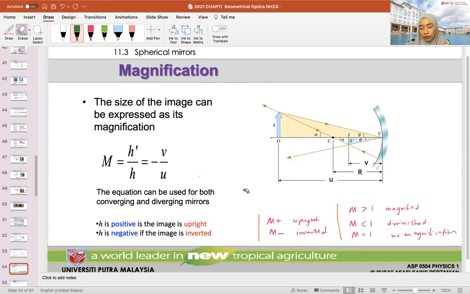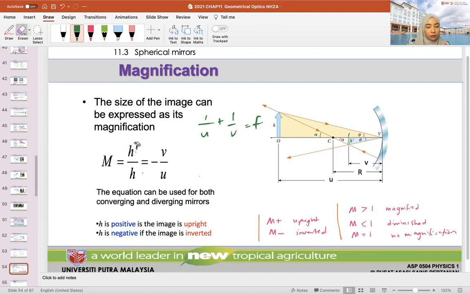Wait. A little more and then we'll take a break. The size of the image can be expressed as its magnification. So just now we talked about this equation. We have another equation, which is magnification. M is equal to the height of the image over the height of the object. This is positive, eh? It is equal to minus. People always forget this minus. Minus V over U. This side is positive. This side is negative. Please take note.